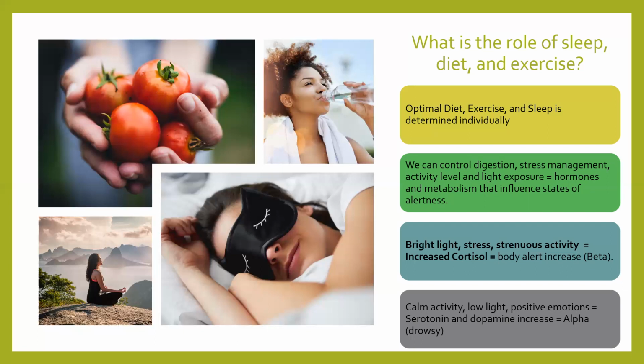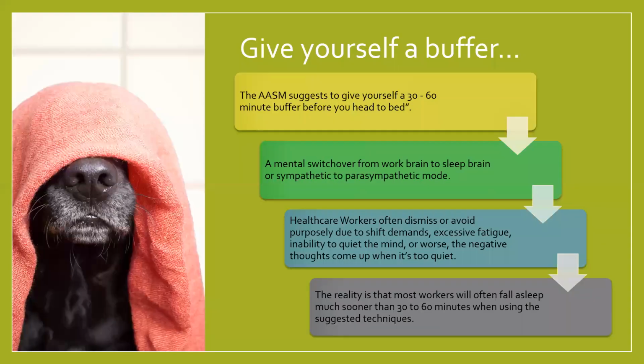Alternatively, if you want to be on, let's say you're tired on a shift or something like that, bright light and strenuous activity are going to increase cortisol levels, and that's going to give you that natural fight-or-flight response and increase body alertness, and that would put you in a high beta EEG rhythm.